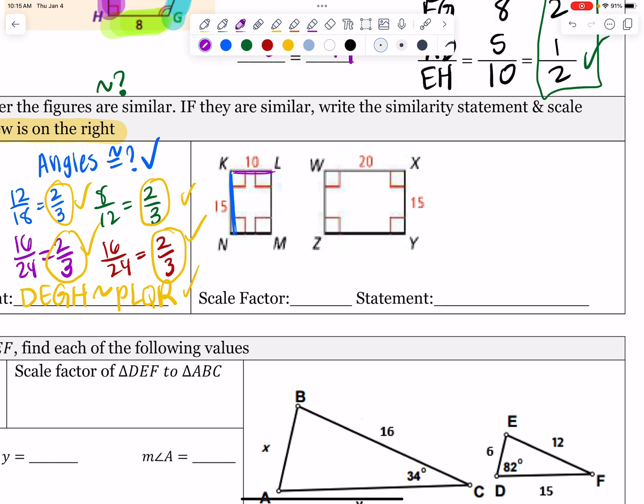So on my other rectangle, I always do this. What's the smaller piece? It's the 15, and the longer piece is the 20. So when I'm putting them together, I need to put purple with purple and blue with blue. I need to compare the pieces that go together.